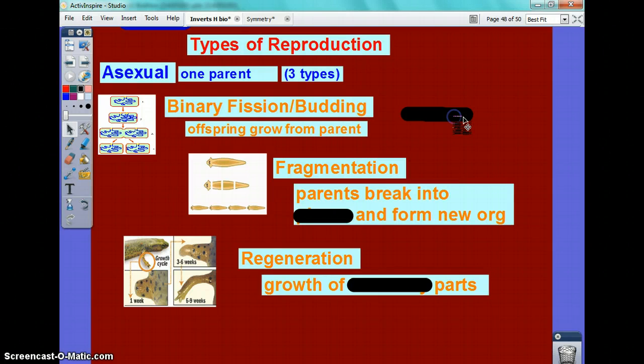Fragmentation is like reproduction because you're reproducing from parts. So you have parts of an organism that break off and they form a new organism. Starfish, good example. So you start to see animals that you could reference that are going to fall under these categories. Now, regeneration is not necessarily reproduction of an organism, but it's still considered a type of reproduction. Like crabs, lizards, they lose body parts and they can regenerate their body parts.